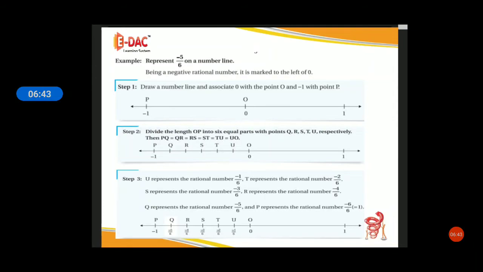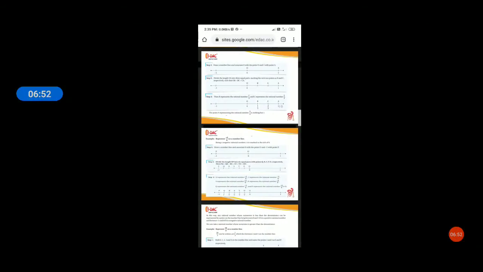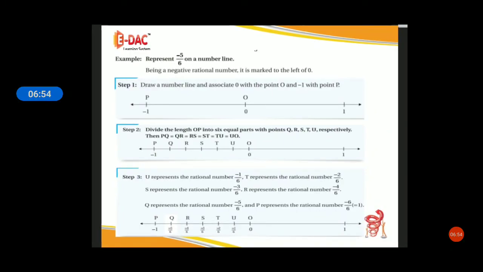Understood students? Now we will see how to represent mixed rational numbers. Here after 0 you need to start with 1. Okay students? So minus 1 by 6 till minus 6 by 6.